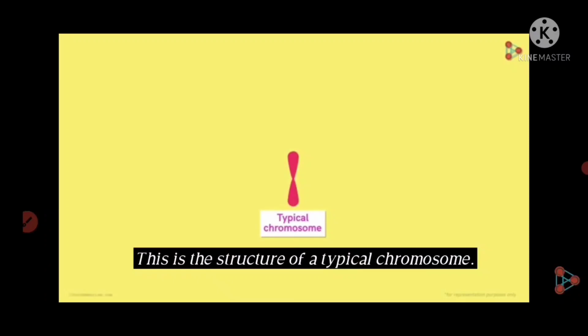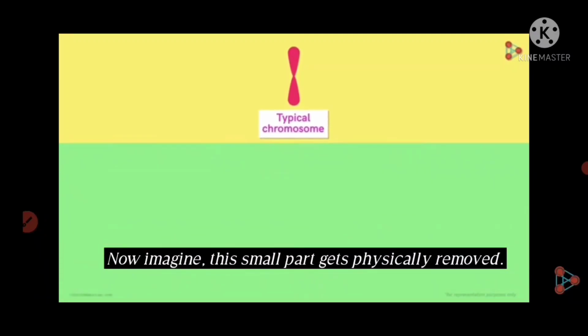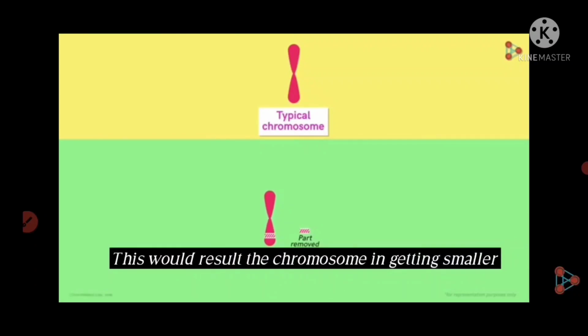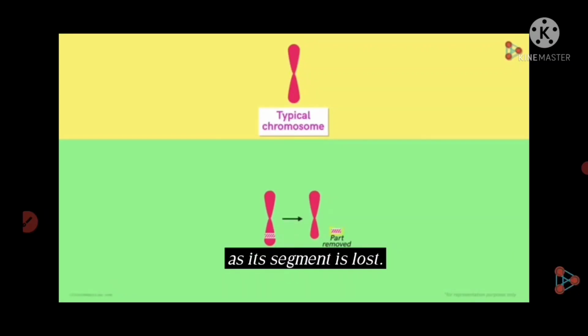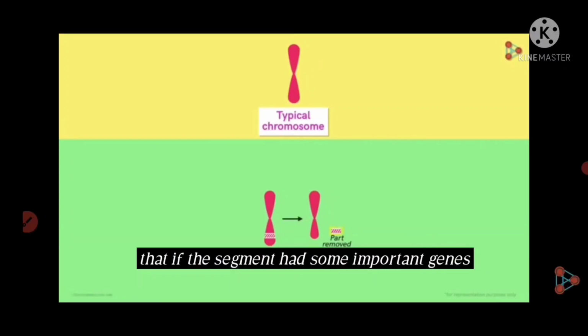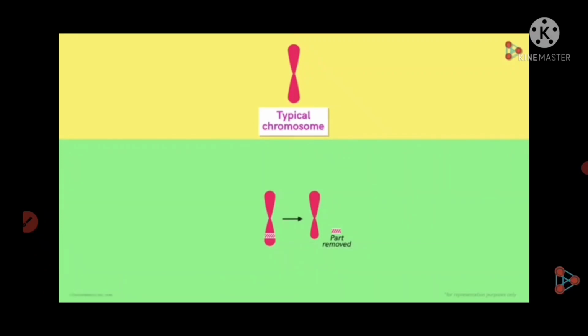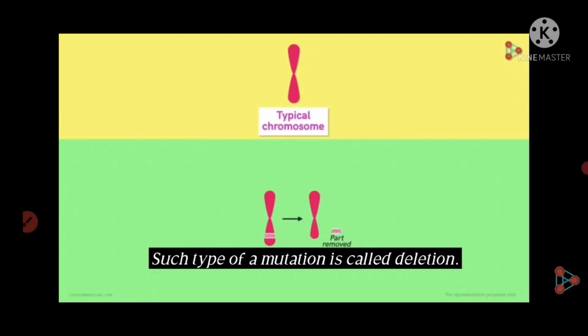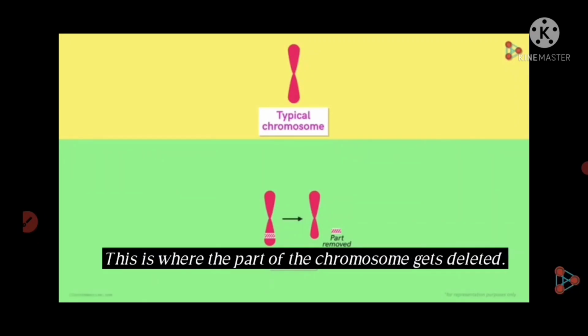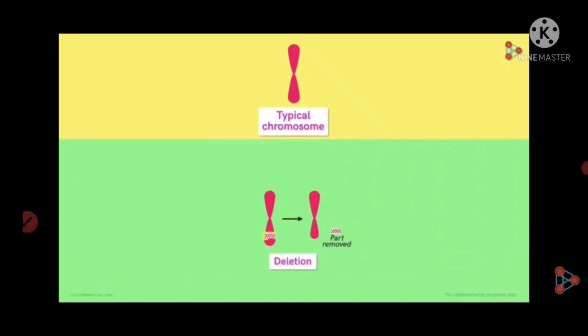This is the structure of a typical chromosome. Now imagine this small part gets physically removed. This would result in the chromosome getting smaller as its segment is lost. This also means that if the segment had some important genes, then they will also get lost, which can result in severe abnormalities. Such a type of mutation is called deletion. This is where the part of the chromosome gets deleted.